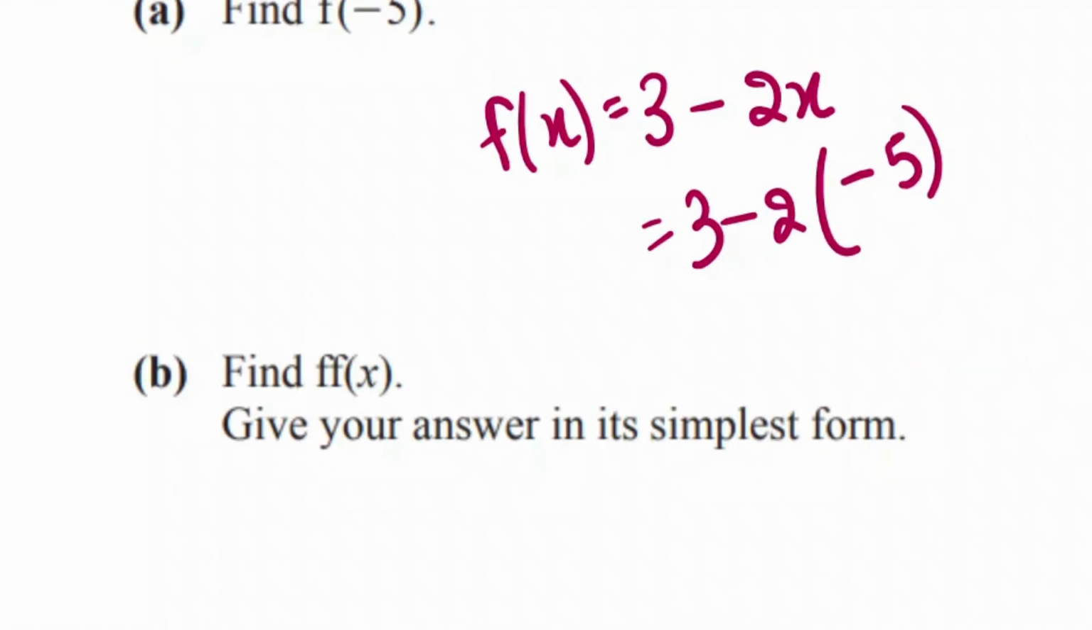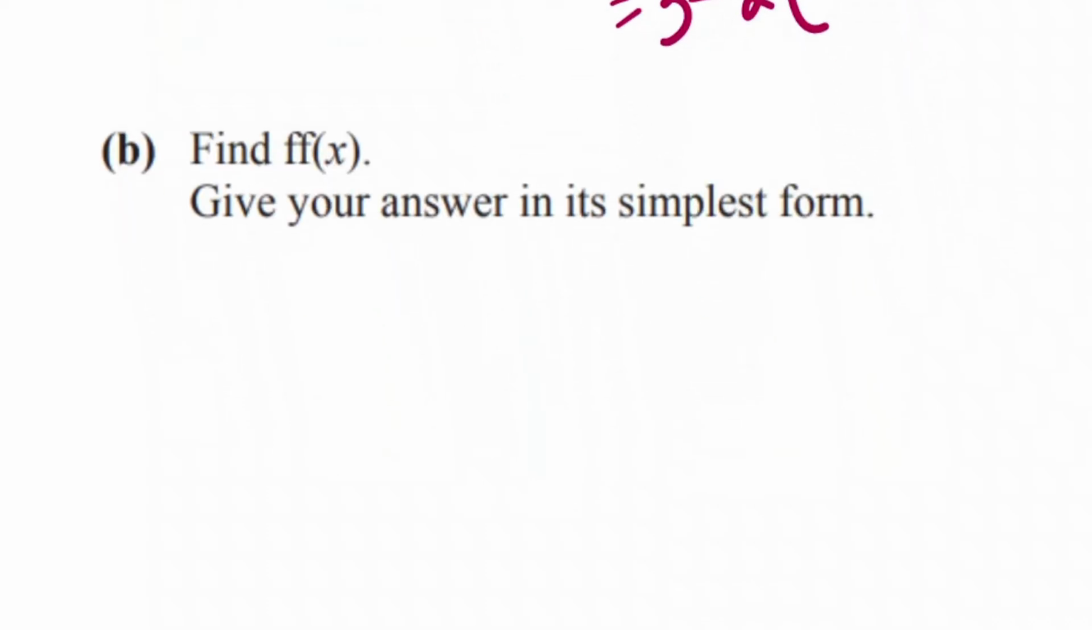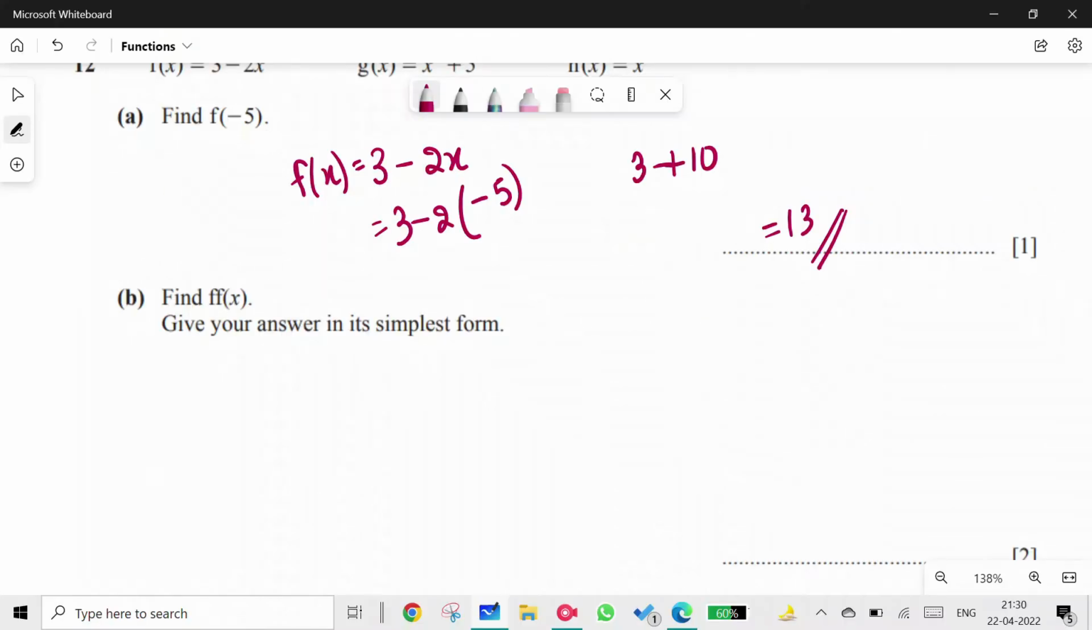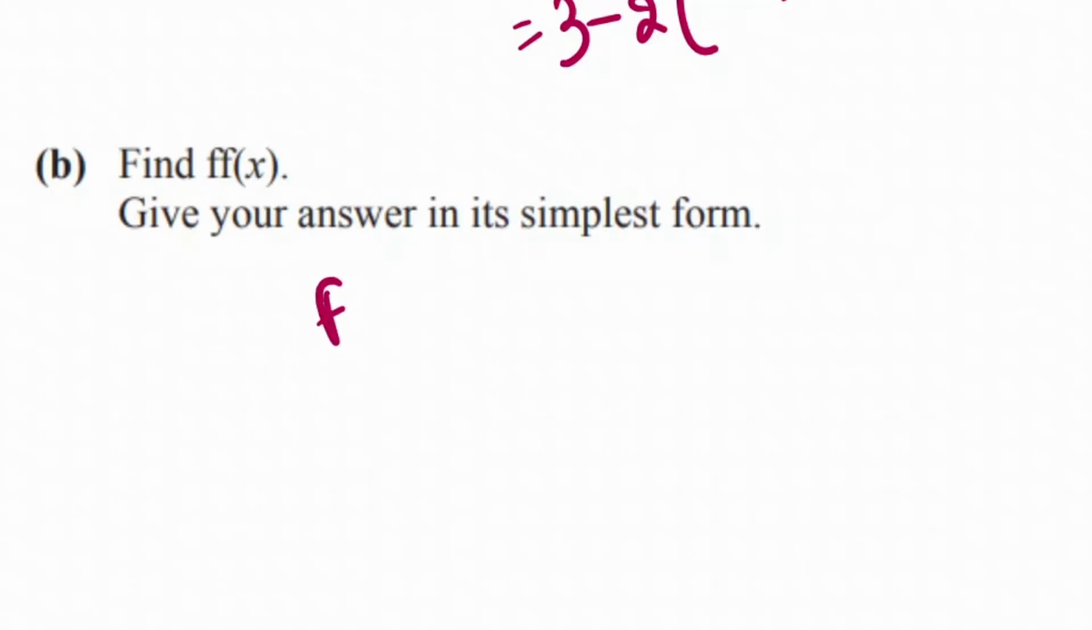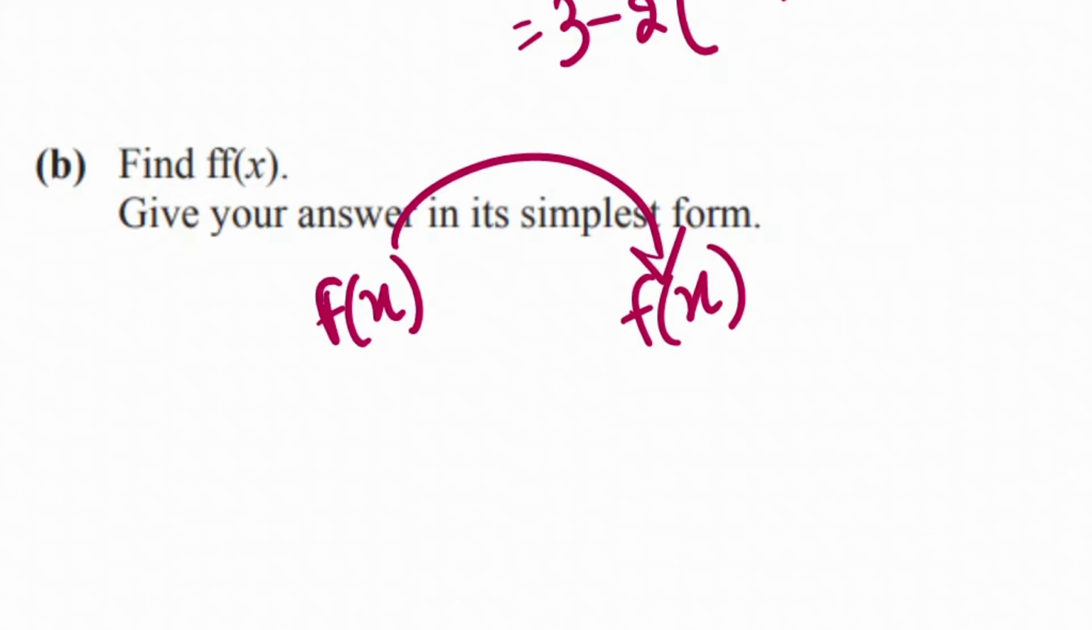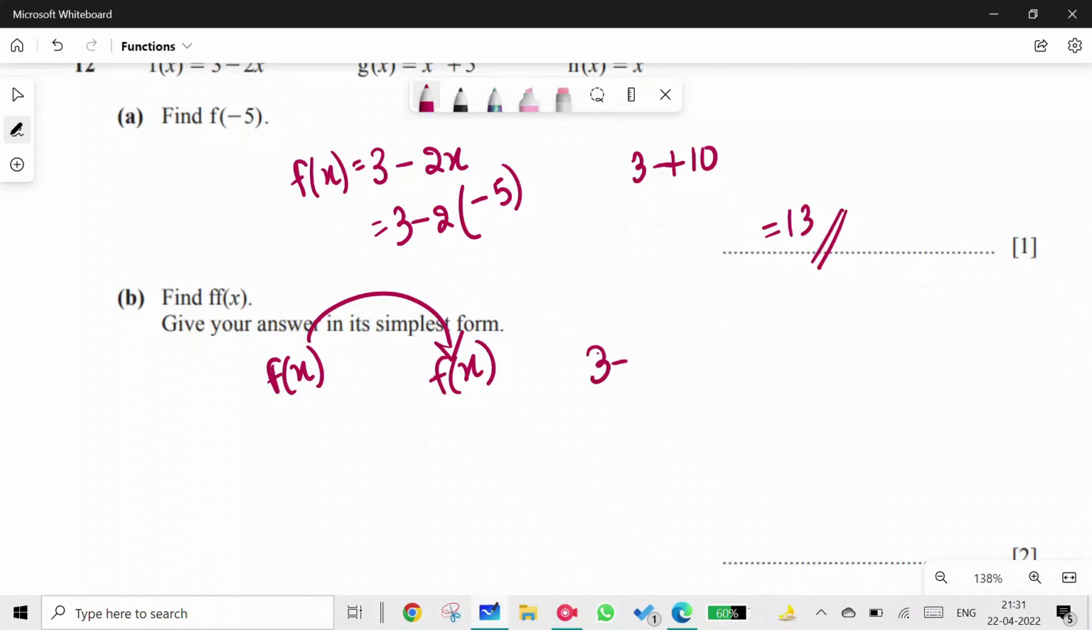Next, find f of f of x. Give your answer in its simplest form. Okay, so here you're supposed to find a composite function in which you have two functions and both of them are f of x. So all you have to do is take f of x and substitute it in f of x. So that would be 3 minus 2x. This is our function f of x.